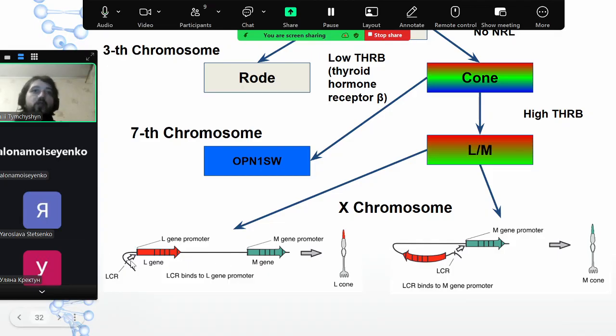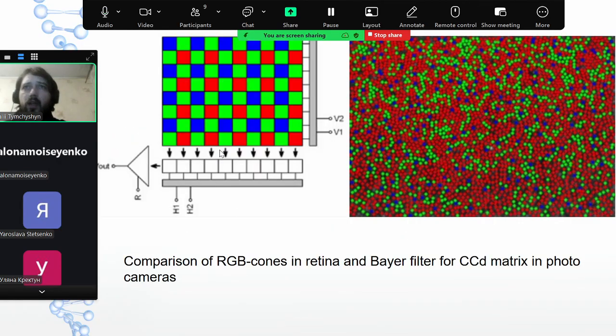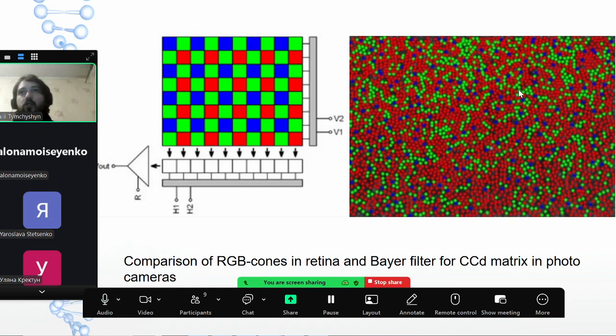It turns out it is much more probable to connect to something that is close, so the probability of getting red genes activated is much higher than the probability of getting green genes activated. Here I have a picture that shows you all that RGB, so you might guess what are the probabilities of becoming red, green or blue. That's on the right, that's part of the retina. And here is an example of the CCD matrix in photo cameras. You see that the balance between red, green and blue is different here, so they are not like 1/3 of everything.